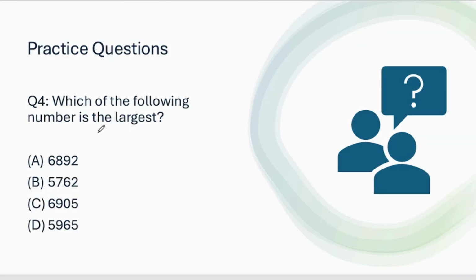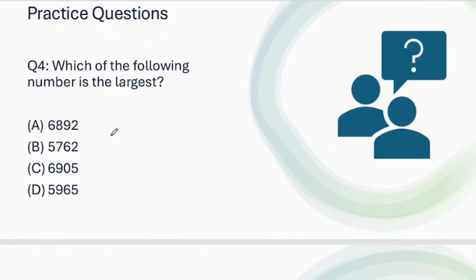Okay, so the next question is, which of the following numbers is the largest number? How will you find the largest number? Very simple. From the extreme left-hand side at the thousand place, start comparing. Okay, start comparing. Which is the largest? 6, 5, 6, 5. It means between 6 and 5, 6 is largest. So this is ruled out, and then this is ruled out.